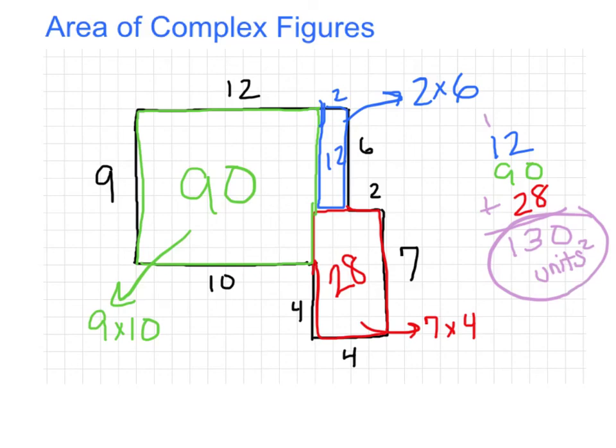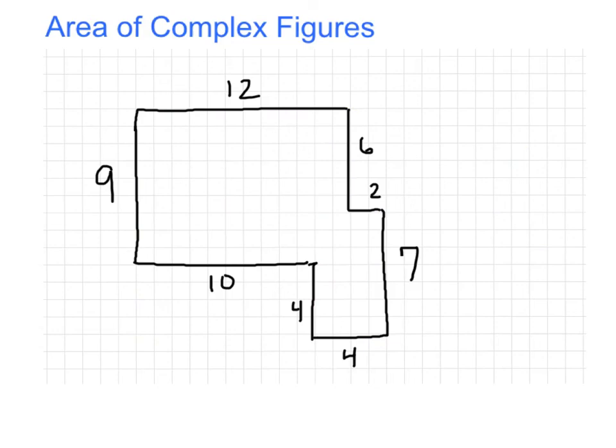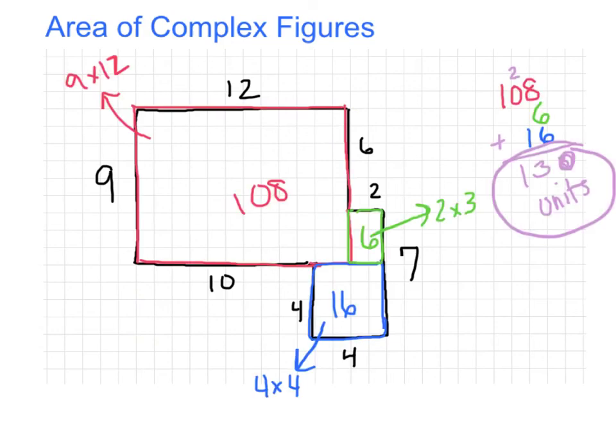This is not the only way you could break this up. For example, instead, I could break it up like this. And by looking at the shape, I can see that I'm going to break it up completely different. The red is 108, the green is 6, the blue is 16, completely different measurements, and completely different areas. But when I add it all together, I get 130 units once again.